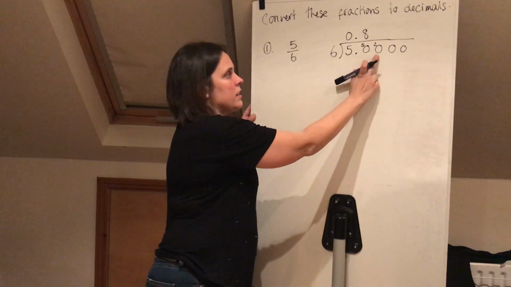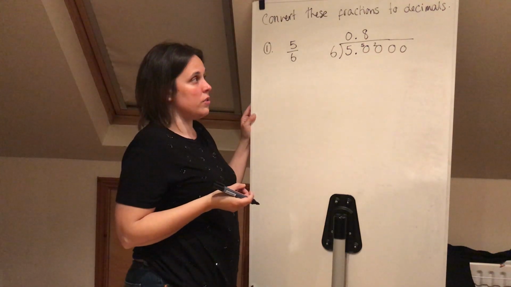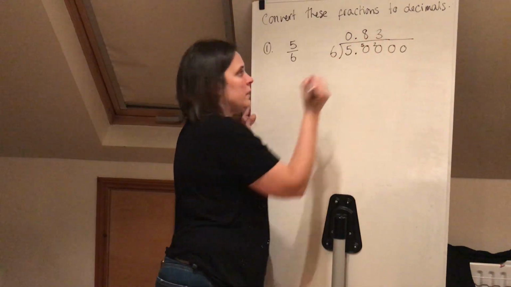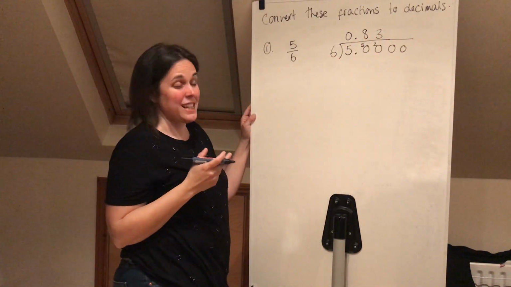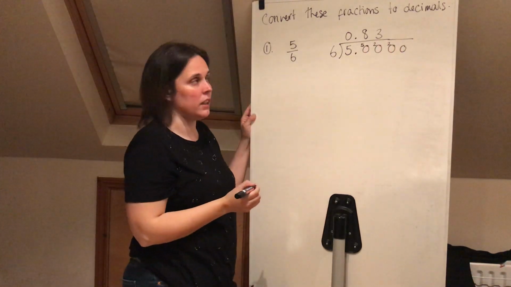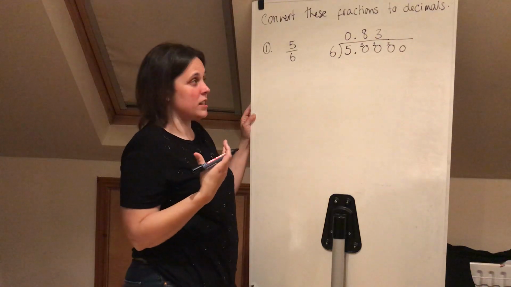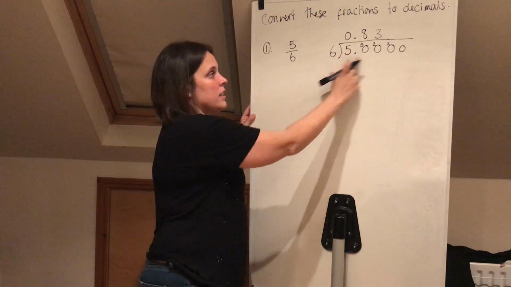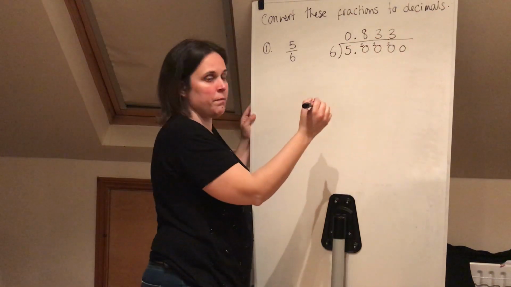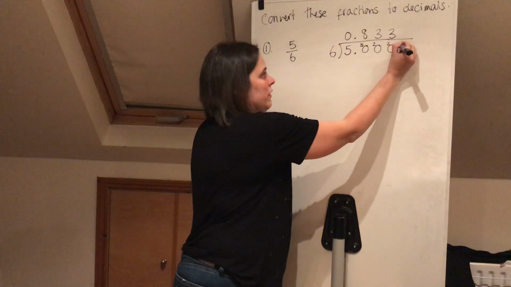Then we do 6 into 20. Now 6 into 20 goes 3 times, so we put a 3 up here. Now 6 times 3 is 18, so we've got 2 left over, which we can carry over here. Now we've got 6 into 20, and you should start to see now that there's a pattern. 6 into 20 goes 3 times, we put a 3 up here. 3 times 6 is 18, we've got 2 left over, we carry the 2.